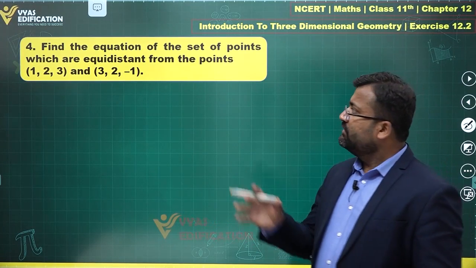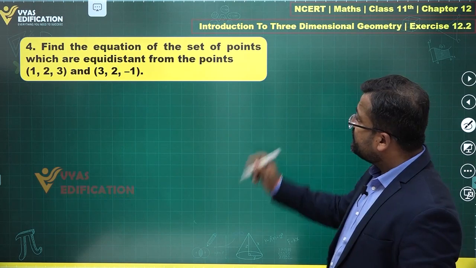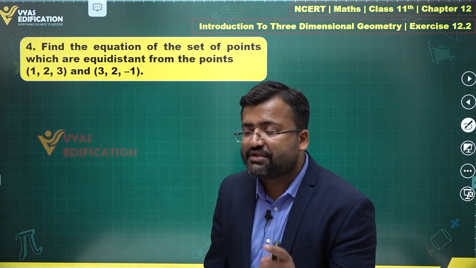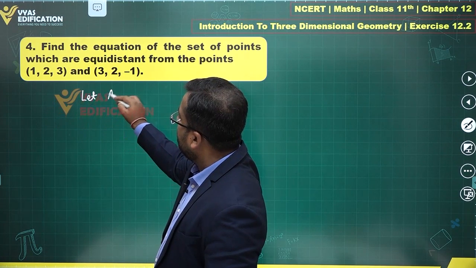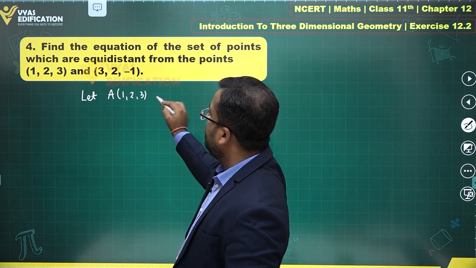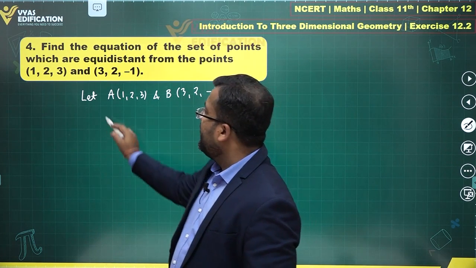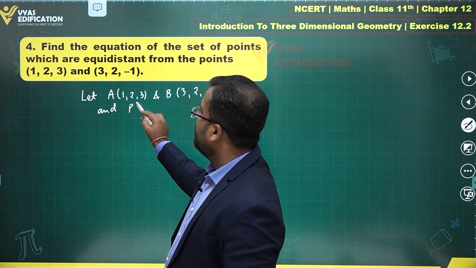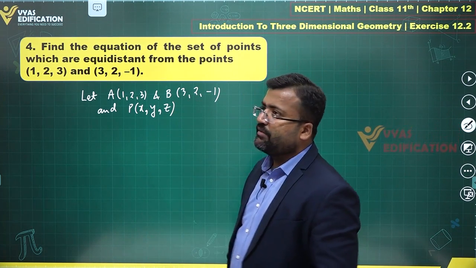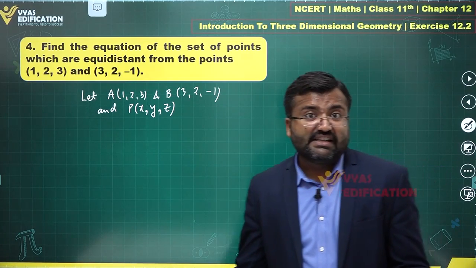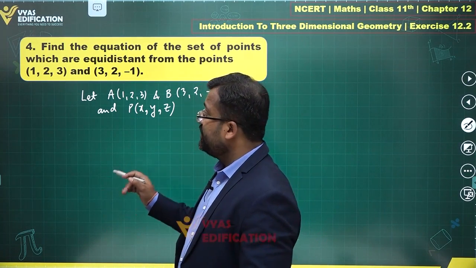In the fourth question, the person says find the equation of the set of points which are equidistant from the points. Set of points which are equidistant from these points, right? So let A(1, 2, 3) be the first point, B(3, 2, -1) be the second point, and P(x, y, z) be the required set of points. Equation of the set of points will be in terms of x, y, and z, right?